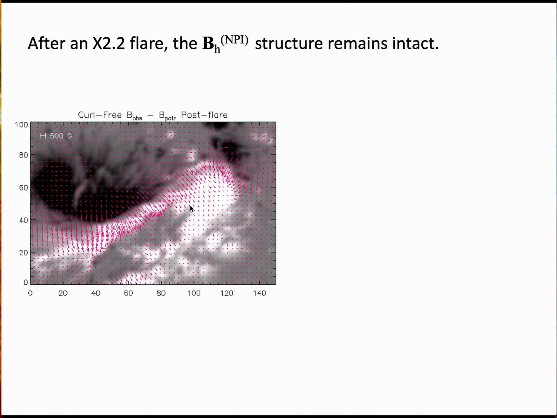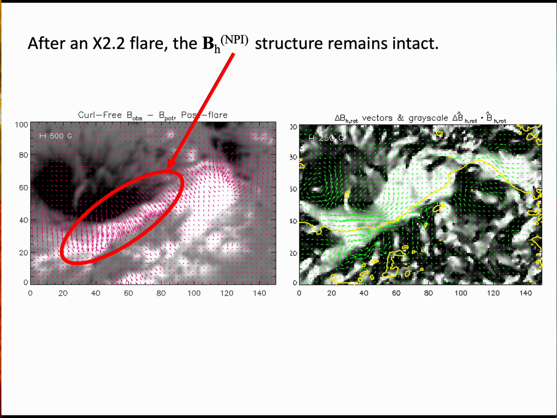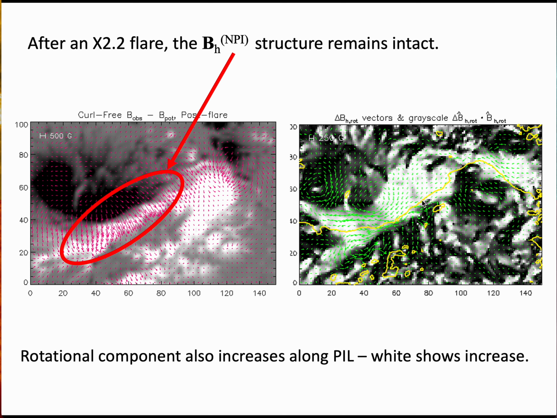That prior image was just before a flare. Just after the flare, we see that the BNPI is still present, so that structure remains intact. The flare did not eliminate that structure. We can look at the rotational component of the field, and this grayscale map shows where the change in the rotational component is, in the same direction as the rotational component in white here. So the rotational component in this active region points along the polarity inversion line, which is shown here in yellow. And in this entire white region, the change in the rotational component of the field was along the pre-flare rotational component of the field. So the rotational component of the field intensified.